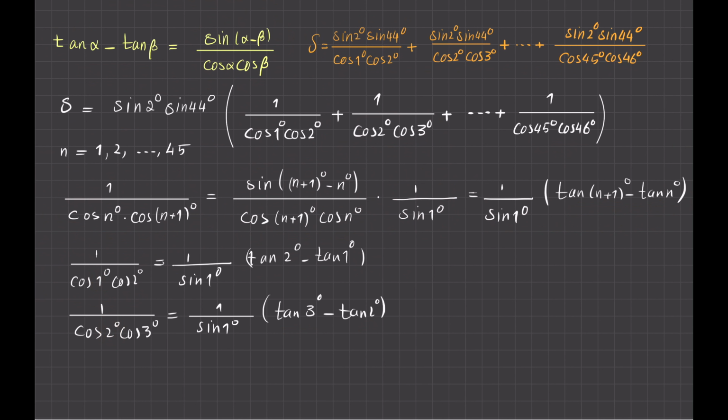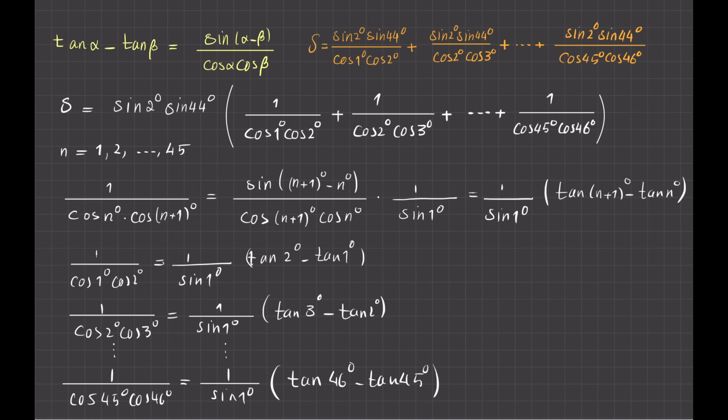And of course, now hopefully you see what happens. This continues until the very last one. For the very last one, I will get cosine of 45 degrees, cosine 46 degrees. This becomes 1 over sine 1 degree multiplied by what? Tangent of which angle? Now n is 45, so I put 45 there, so it becomes tangent of 46 degrees minus tangent of 45 degrees. Yes? Now what is the benefit of doing that? I hope that you see what's happening now.